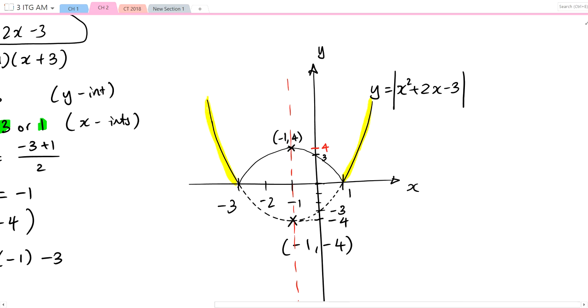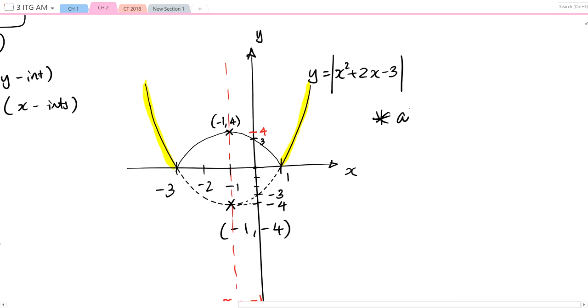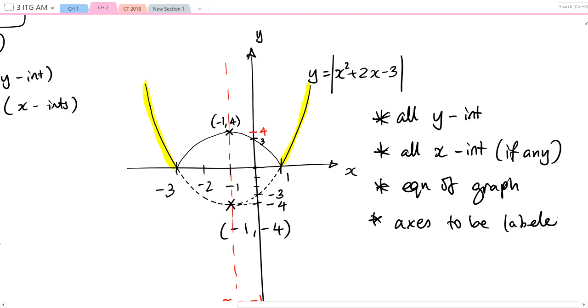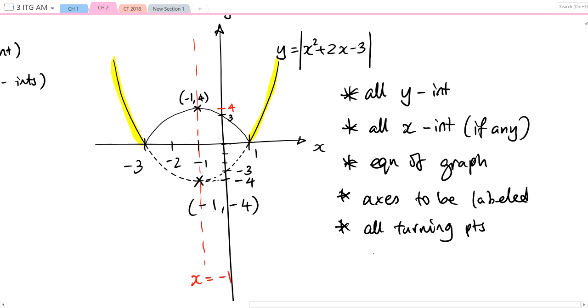Take note that I always want to see all y-intercepts, all x-intercepts, if any. I want to see the equation of the graph. I want all the axes to be labeled. I want all turning points with coordinates labeled.